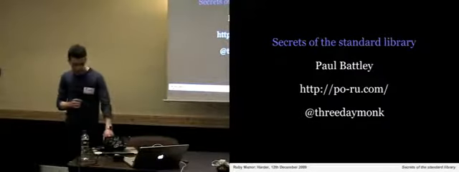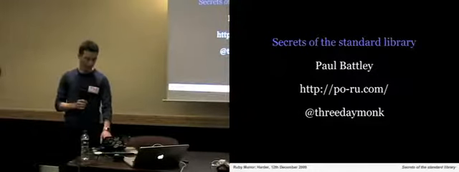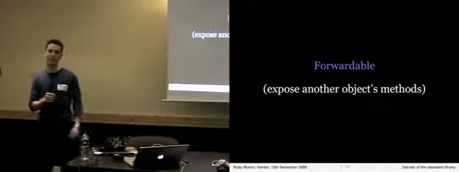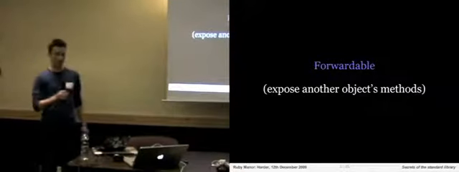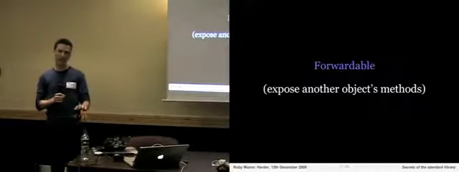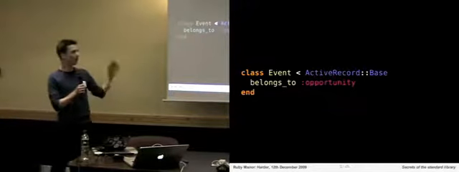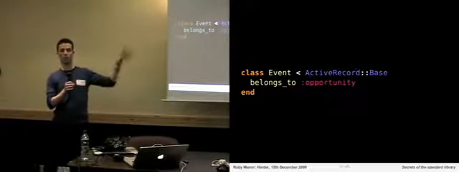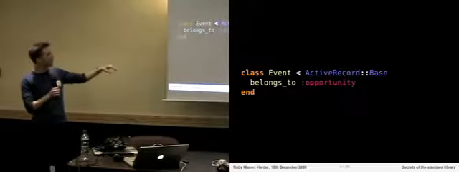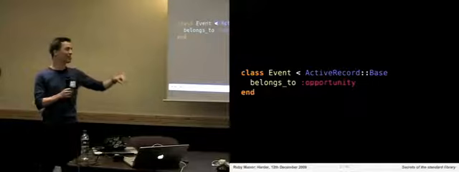So first thing that I think is quite useful in the Ruby standard library, and that not many people actually use, is forwardable. And what this does is it lets you expose another object's methods. So I'll give you an example, and this is a genuine example from an actual project. We've got an event, and I've used Active Record just as a demonstration so that you get sort of like a kind of gateway drug. Everyone knows Active Record, like Rails is sort of the gateway to Ruby.